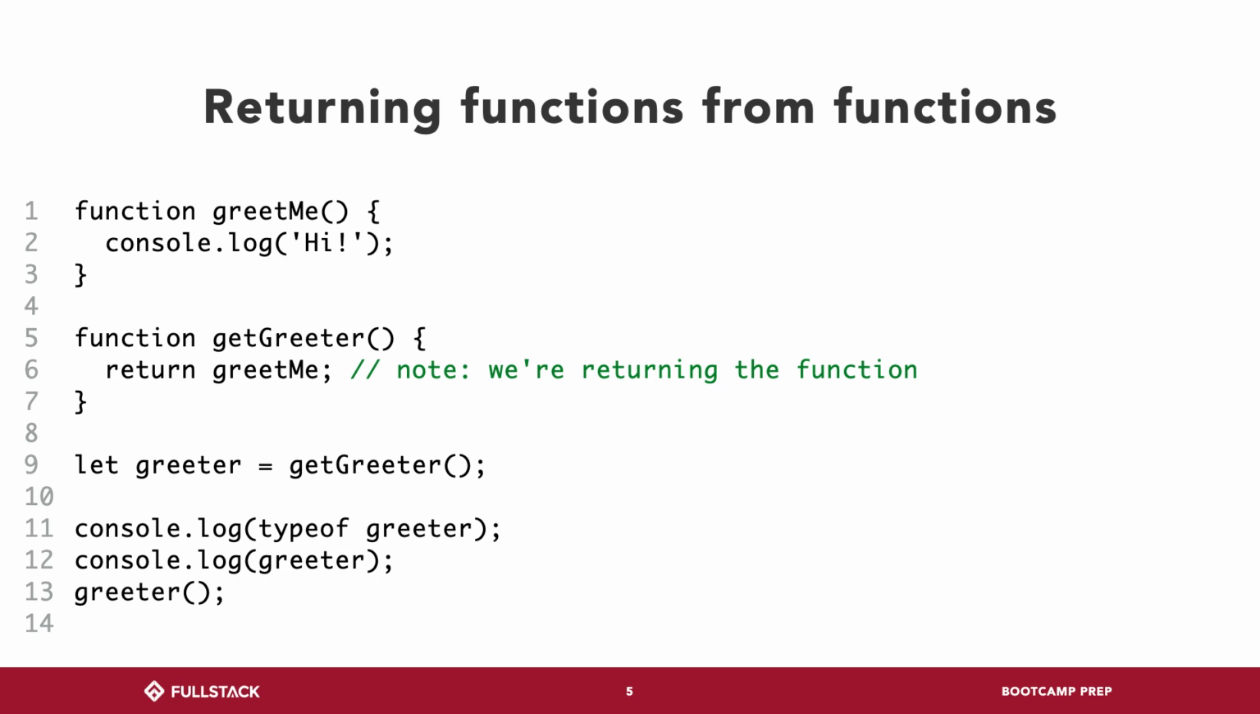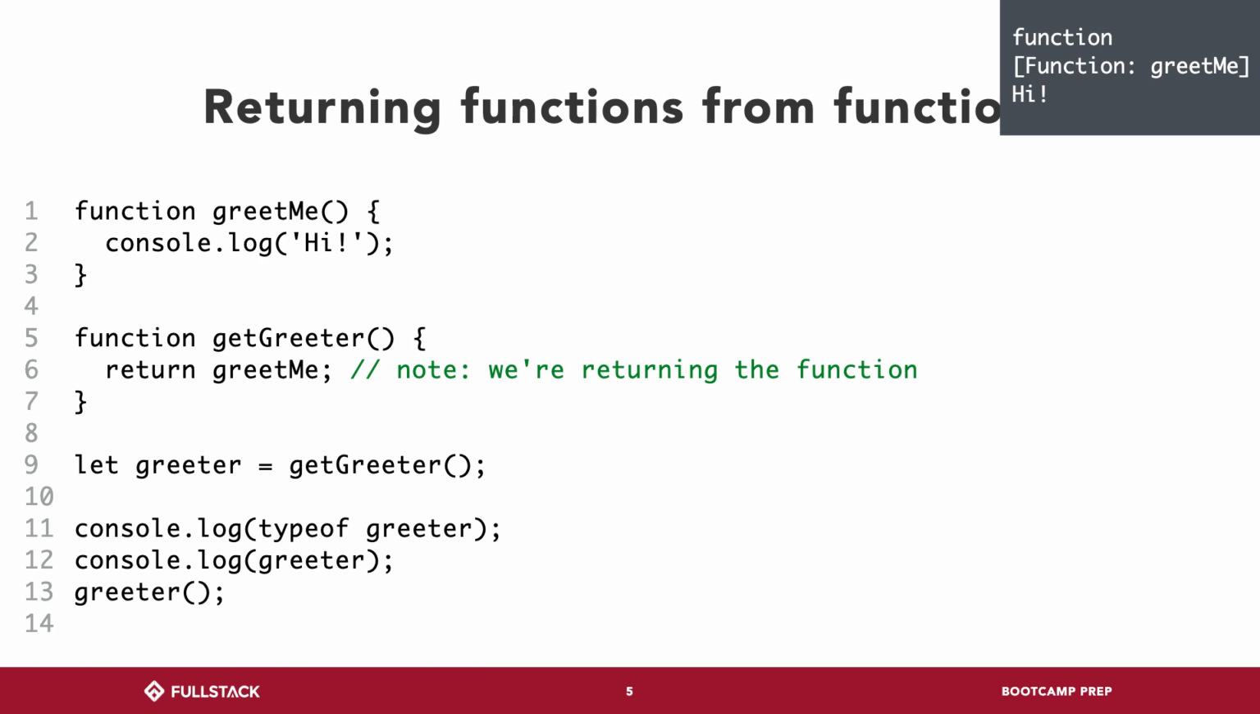Notice that we're returning the function. We're not invoking it. So you say let greeter, you define a variable, and you assign it to the invocation of get greeter. When that's invoked, that returns greet me, which is this function. So now greeter is essentially greet me. If you console log typeof greeter, console log greeter, and then invoke greeter, you get function, that's the type of, and then you get the function greet me, the name of it, and then you get hi, because you run it. I just showed you this, guys.